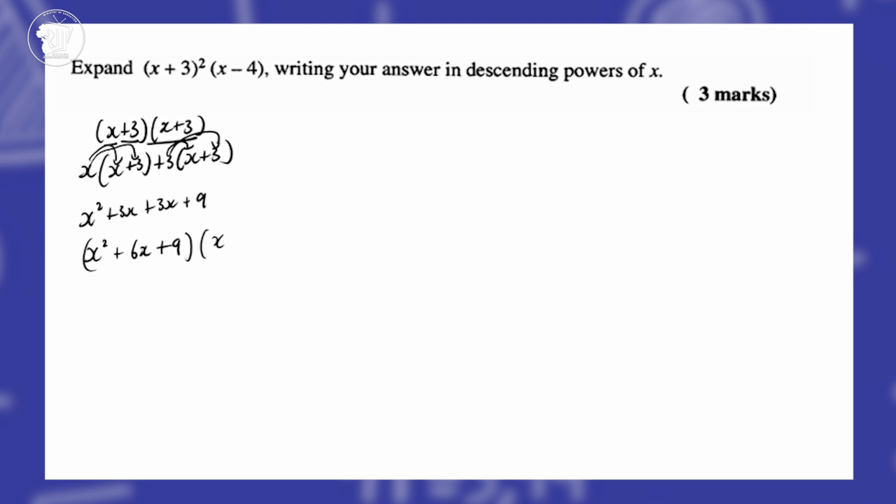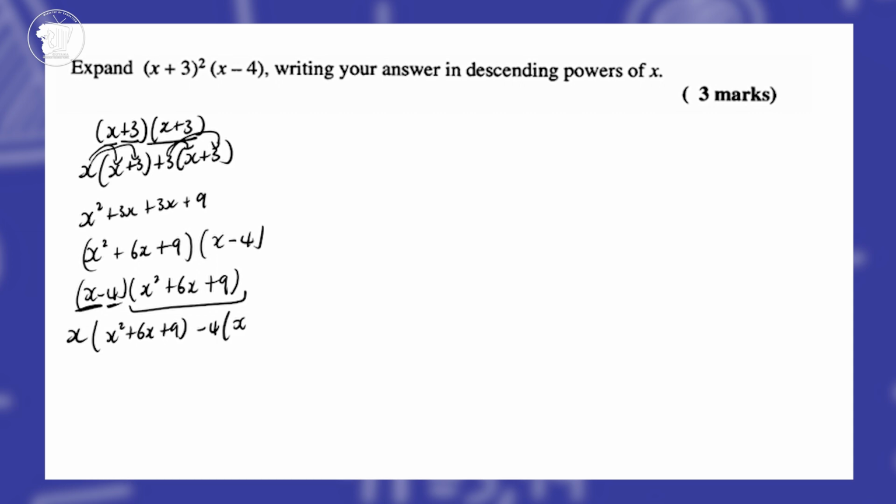And then I simplify this, so this will be x squared plus 6x plus 9, and then all of this now will be multiplied by x minus 4. So I will write this and put x minus 4 multiplied by x squared plus 6x plus 9. So I'll do the same thing like what I did. I'll take the first term, which is x, and I'll multiply by everything here, which will be x squared plus 6x plus 9. And I take the minus 4 and I multiply by everything, which will be x squared plus 6x plus 9.